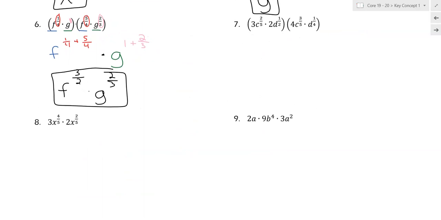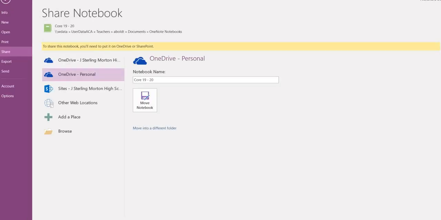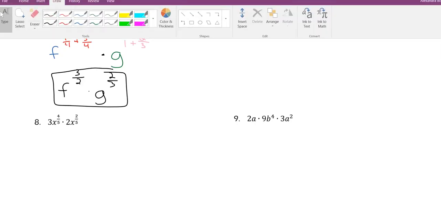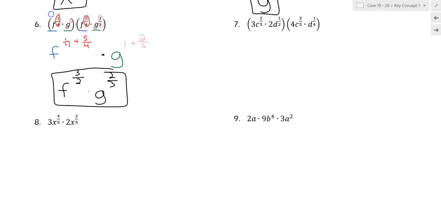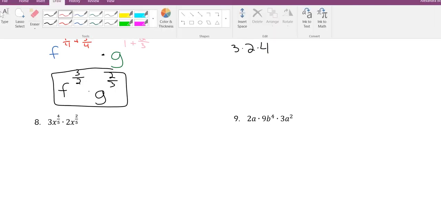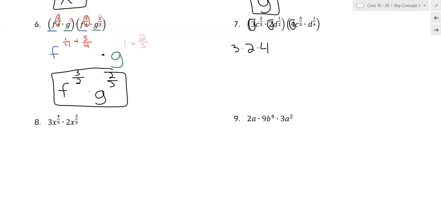3c to the 2/5 times 2d to the 1/2, 4c to the 3/5 times d to the 1/4. This problem is very similar to number 6, except now it has numbers. All I do is I grab all my numbers and I bring them out in front. Okay? Then do the same thing, right? My base is c. Two-fifths and 3/5.